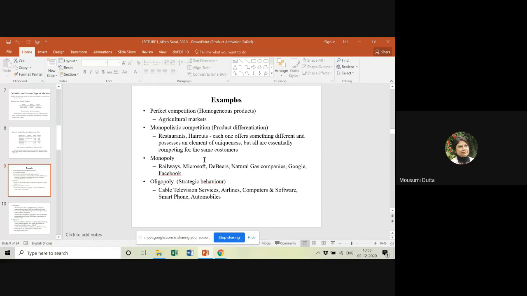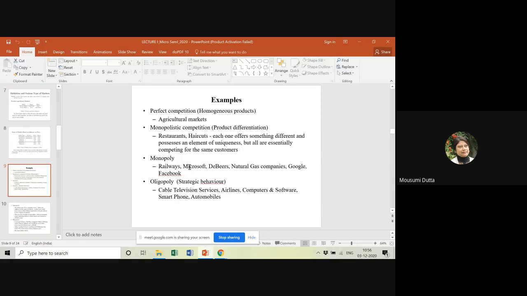Next is oligopoly. In case of monopolistic competition, I mentioned product differentiation. So product differentiation is a major thing under monopolistic competition. In case of monopoly, there is a single producer. So I should not mention whether the commodity is heterogeneous, homogeneous, product differentiation, etc., because there is a single producer.